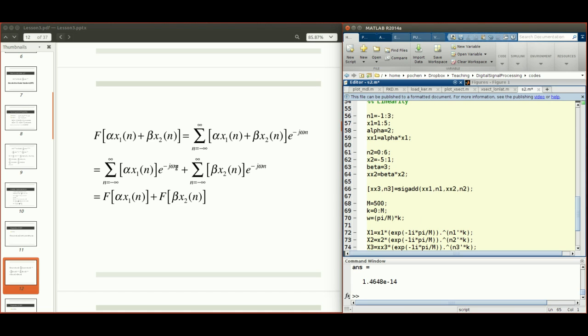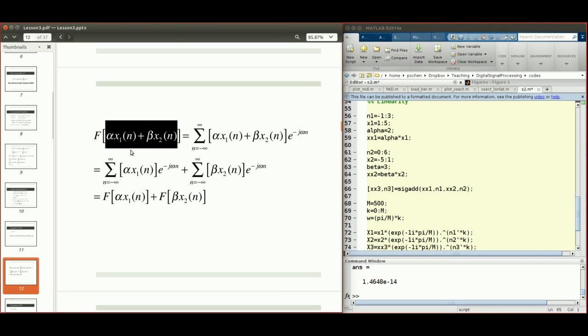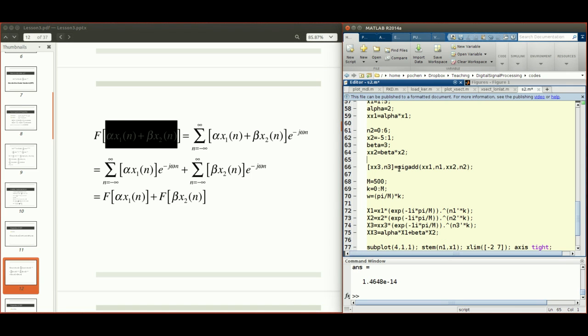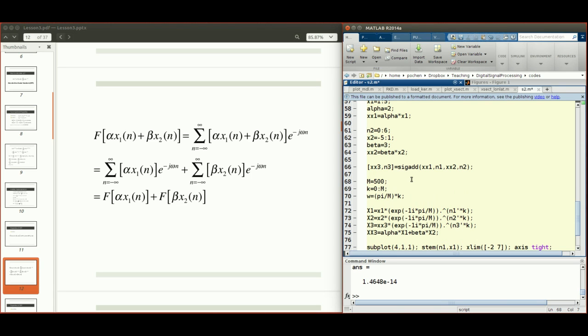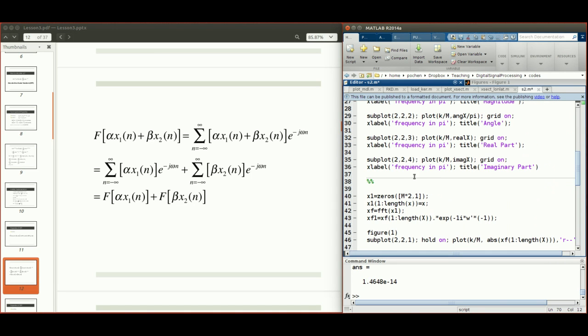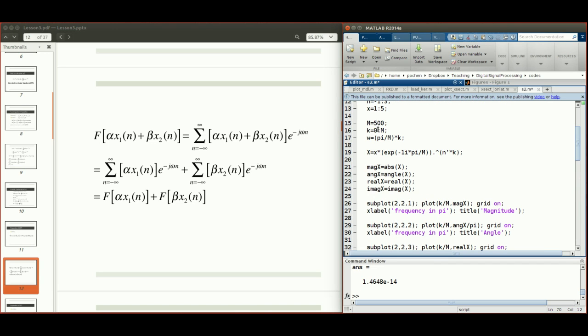And then I have to construct a composite signal, which is this thing under the selection, alpha times x1 plus beta times x2. And to do that, I use sig add, right? Because the horizontal axes of the two signals are different. So xx1 with its horizontal axis n1, and then xx2 with its horizontal axis n2. And then the result goes to xx3 and n3, right? Now I can start to do my Fourier transform. I'm going to use the same kind of frequency axis as I was using in the previous example, right? In the previous example, I was using this horizontal axis for frequency omega, right?